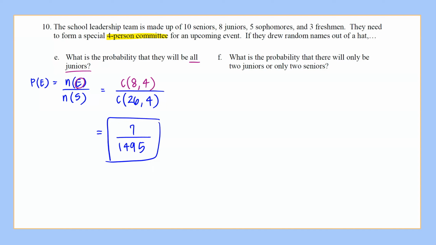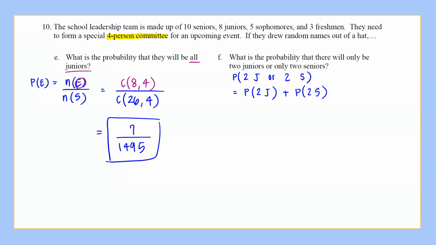1,495. And lastly, letter F, what is the probability that there will only be 2 juniors or only 2 seniors? Probability of 2 juniors or 2 seniors. This would be equal to the probability of selecting 2 juniors plus the probability of selecting 2 seniors. And now we would have to determine, is it possible that these are not mutually exclusive of one another?